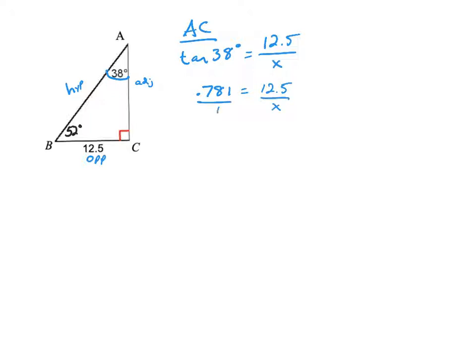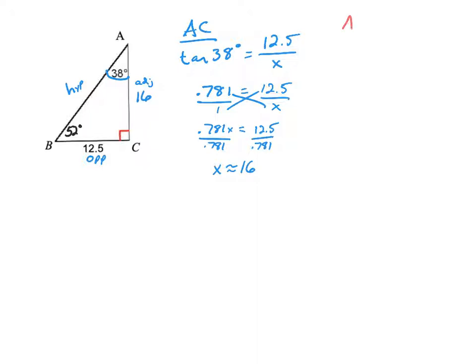To solve for x, we need to cross multiply. We get 1 times 12.5 is 12.5, and 0.781 times x is, well, 0.781x. Dividing by tan of 38, you get that x is pretty much exactly 16. It's 15.99927, and so on.